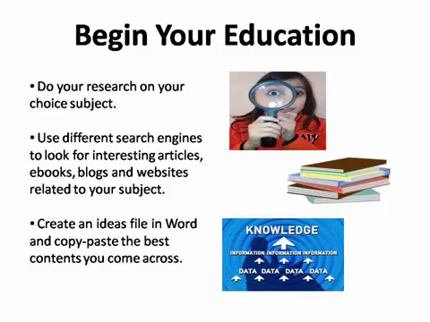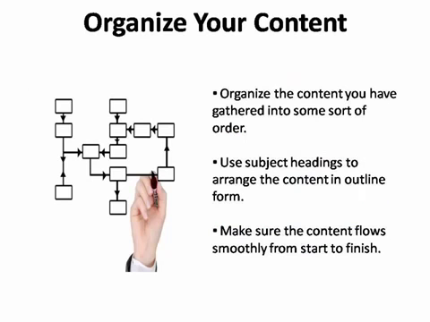Create an ideas file in Word and copy and paste the best parts of each document into it. It's easier if you create a half dozen or so general subject headings, then copy and paste chunks of content into the most relevant subject heading. Once you're satisfied that you have a lot of information, spend some time organizing the content into some sort of order. This is where the subject headings come into play. Think of them as chapter headings, then arrange the content into an outline form. Take your time and make sure that it flows from start to finish.